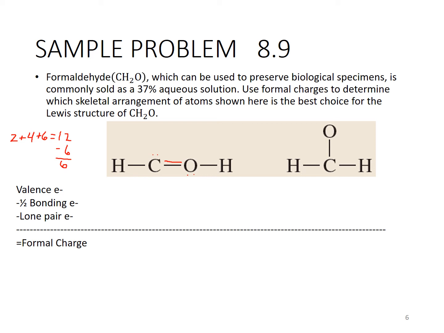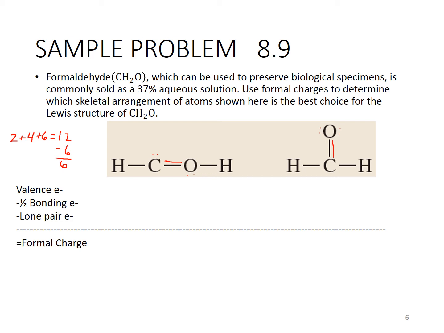We'll do the same thing with this. We'll fill the octet of the outermost atom first. Okay, here we did that. I think you can see again, we're going to need to convert one of those lone pairs into a bonding pair. So we'll create a double bond there and erase one of those lone pairs.